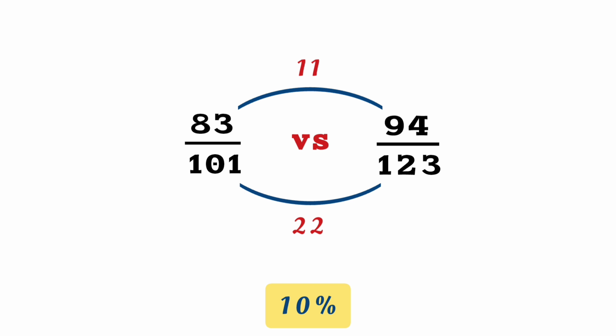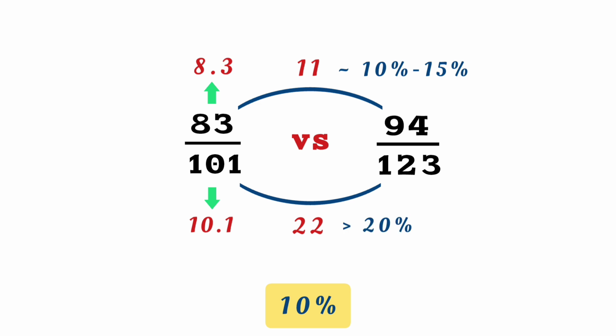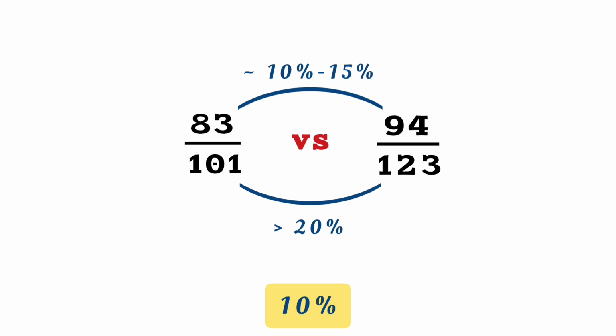I use the 10% method. 10% of 83 is 8.3. So 11 is approximately 10 to 15% of 83. Similarly, 10% of 101 is 10.1 and 22 is greater than double of this number, implying greater than 20%. And whenever the denominator increases more in percentage than the numerator, the resulting fraction 94 by 123 will become smaller.